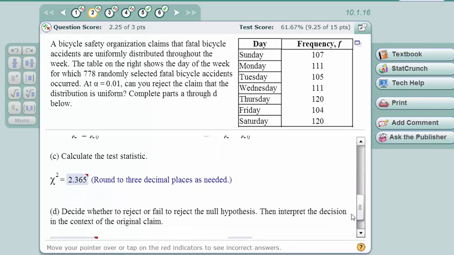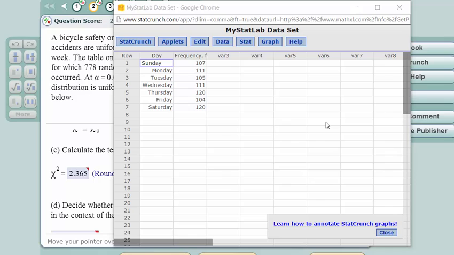Okay, calculate the test statistic. Well, again, we've got our data. Let's go back to StatCrunch. Here's StatCrunch, and we see that in the spreadsheet we already have the data loaded, as I showed you before. We've got the seven categories and the frequencies that were observed. This third column, if we were doing most problems, we would label as the expected and calculate those. But in this problem, we don't need to do that.